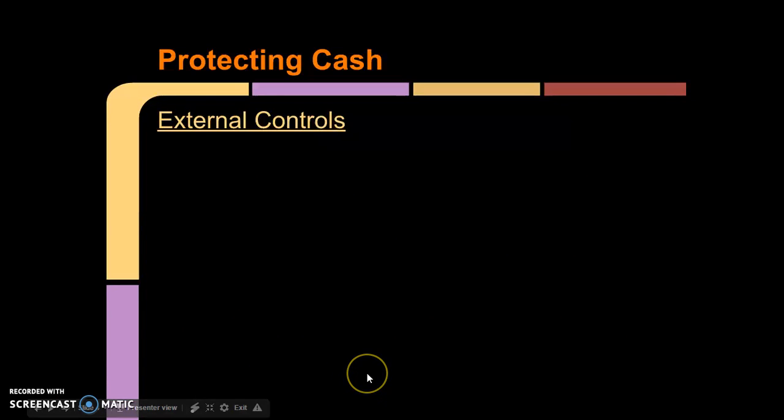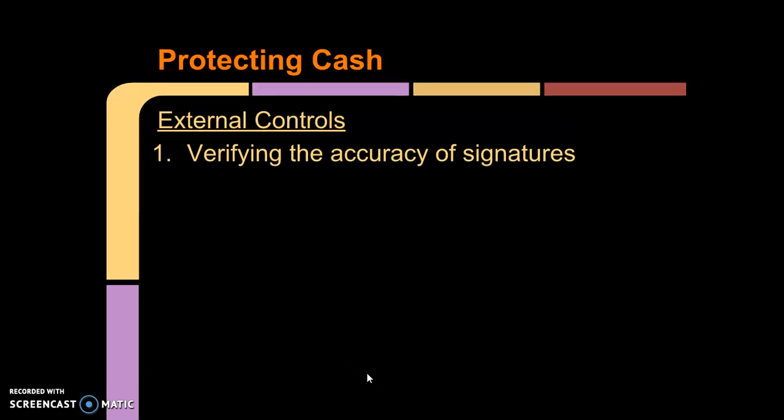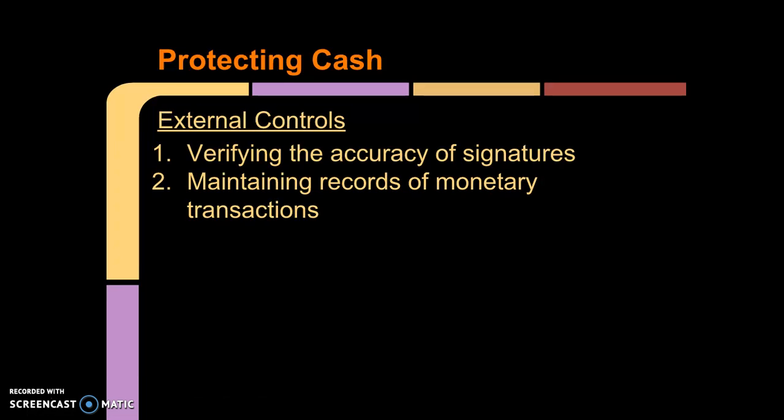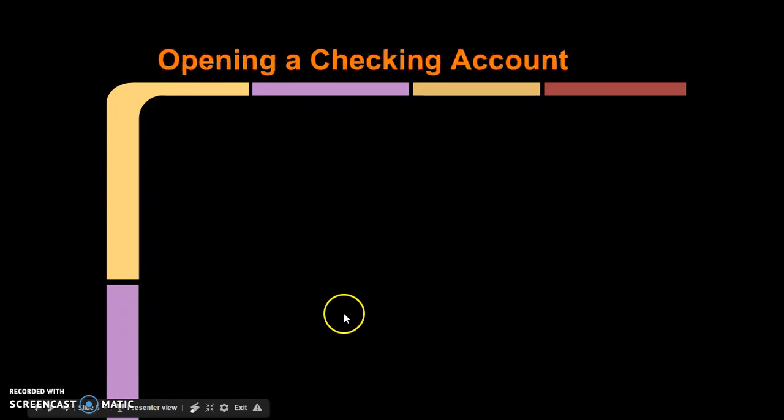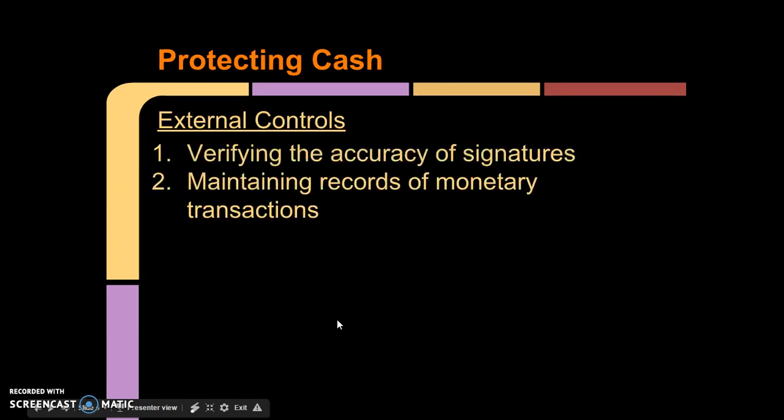All right, so continuing on, external controls. Verifying the accuracy of signatures. Signature cards, you'll see different banks will do this. You might have to do this when you open up a checking account. Verify your signature and verify for any type of cash activity coming out of your account. Maintaining records of monetary transactions. So it basically comes down to good record keeping. And that is exactly what accounting is: keeping track of all monetary records, and keeping track of them well and very organized. And also using the proofs and the checks that are available within the accounting cycle process to determine whether or not we have errors and if the money does check out.